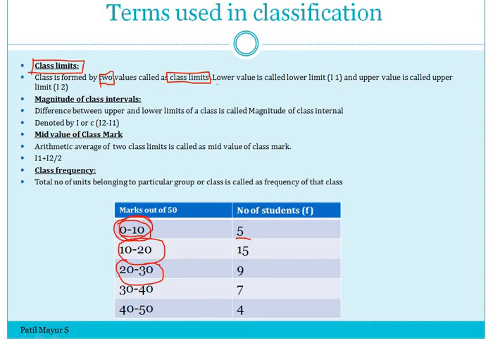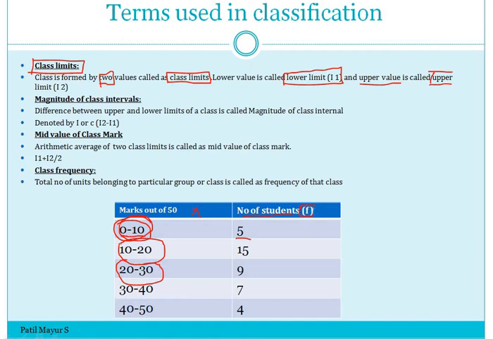The lower value or the first value is known as lower limit, and the upper value is known as upper limit. I have given examples here so that it becomes easier for you. Here marks out of 50 is a variable, sometimes denoted by x, and here the variable is in continuous series. The number of students is nothing but the frequency.